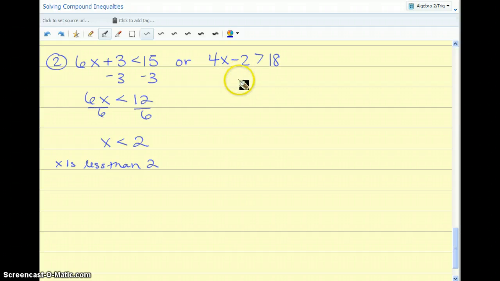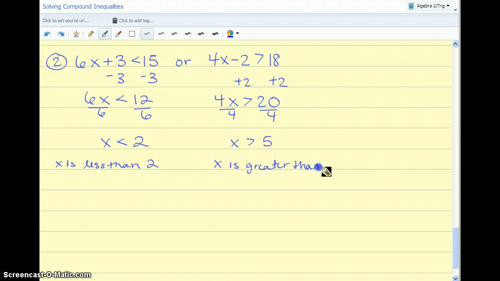Or, so you do the other side, add 2, add 2. So 4x is greater than 20. Divide by 4. x is greater than 5. Again, it's an or statement. So x is less than 2 or x is greater than 5.